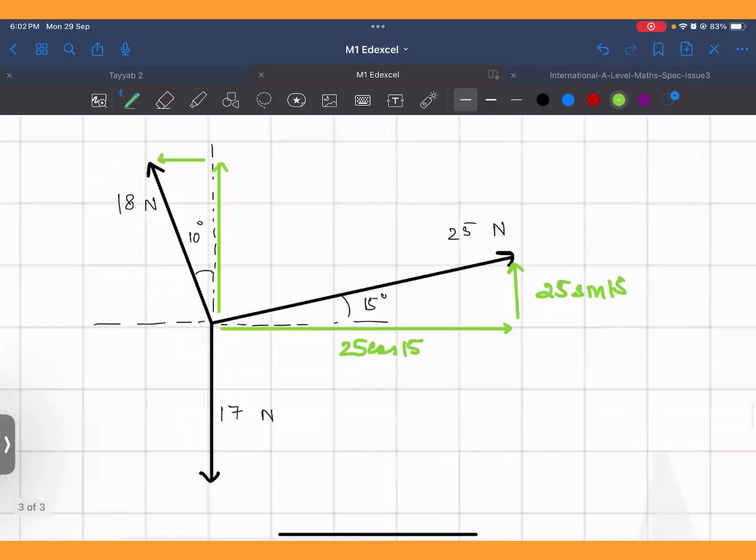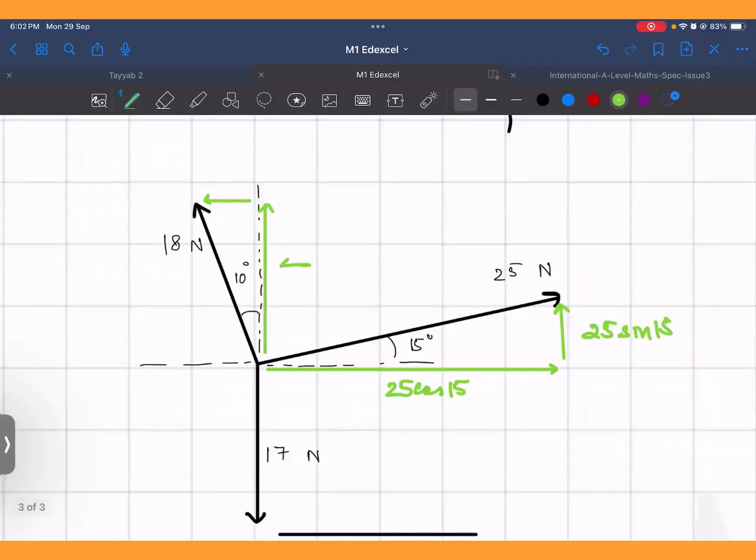Yes. And then over here as well, would this be 25 vertical? This is 18 vertical. 18 cos 10. Yeah, it doesn't matter if it is vertical or horizontal. It depends on the angle. If it is exactly with the component, then that component would be cos, and this one would be 18 sine 10.